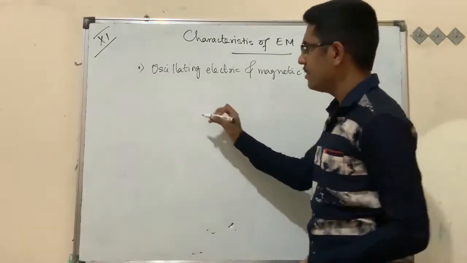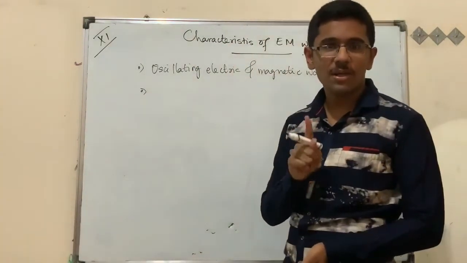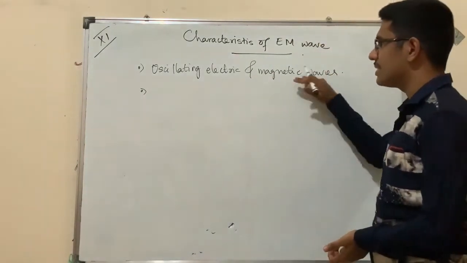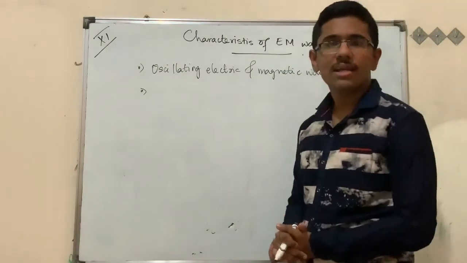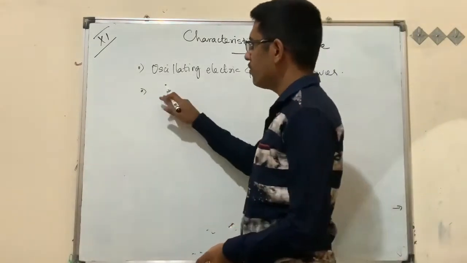Example is light. Okay, light is an electromagnetic wave. Don't think sound is an electromagnetic wave because sound cannot travel in vacuum. So we can say that it does not have oscillating electric and magnetic field. It is not an electromagnetic wave. Sound is a mechanical wave. Okay, so don't get confused.